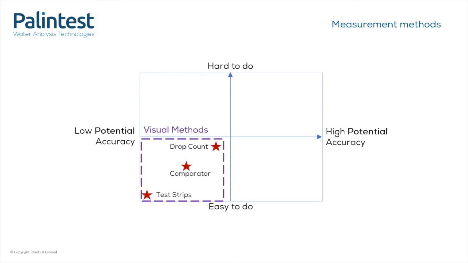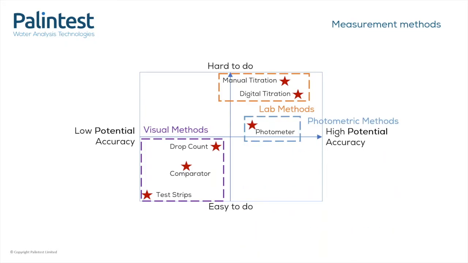And this is a measure of the quality of results that you can achieve. Easy to do visual tests like test strips and drop count kits are generally quick and can be done by unskilled users, but the quality of results is relatively low. These methods sit down here. With lab methods, such as titrations, you get much more accurate results, but these require a highly skilled operator and generally take much longer to do, so these sit at the top up here.